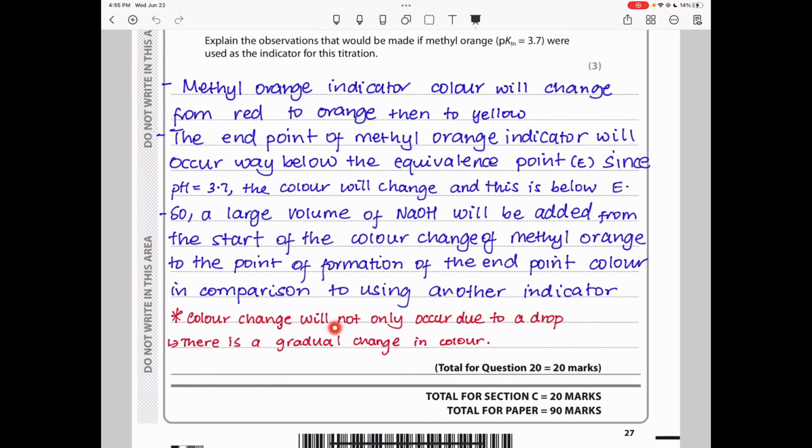So here I said the color change will not only occur due to a drop; there will be a gradual change in color. Yes, it's going to occur over a longer period and not within a shorter time, because the equivalence point and the pKin are further apart. So this brings us to the end of section C, as well as the end of the whole paper.